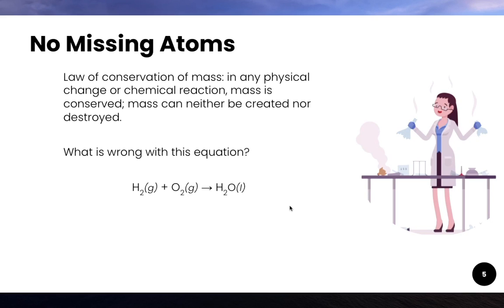So the premise of a balanced chemical equation is that there can be no missing atoms. If you remember at the very beginning of first semester, we talked about the law of conservation of mass. So in any physical change or chemical reaction, mass is conserved. Mass can neither be created or destroyed. Keeping that in mind, what is wrong with the following equation?